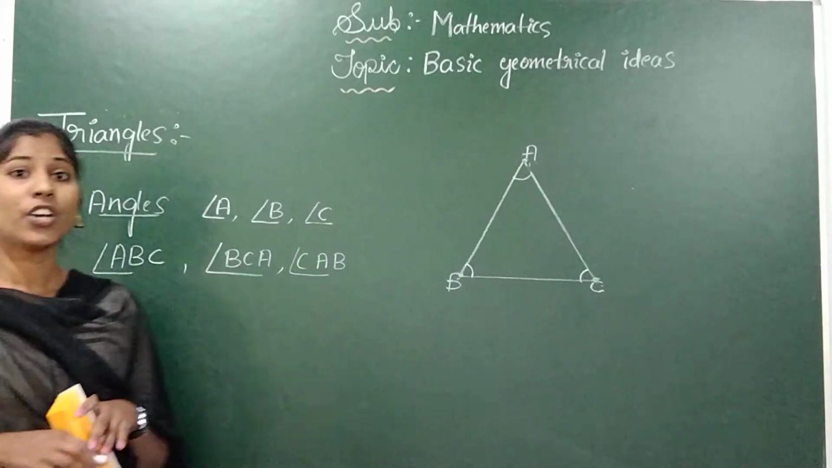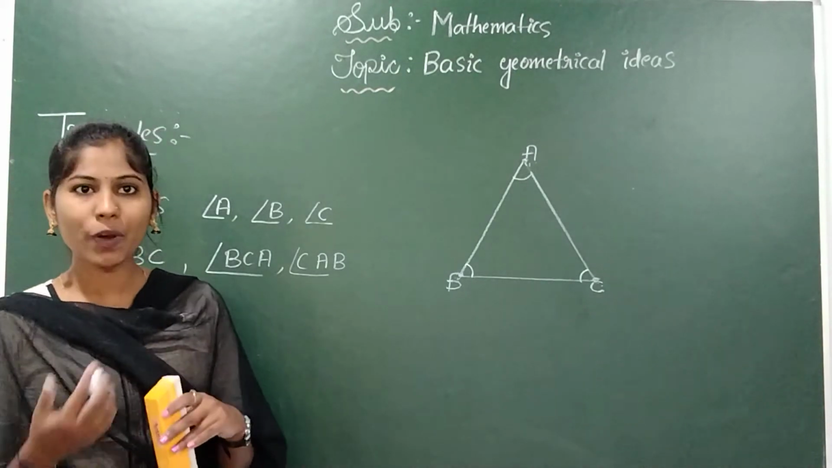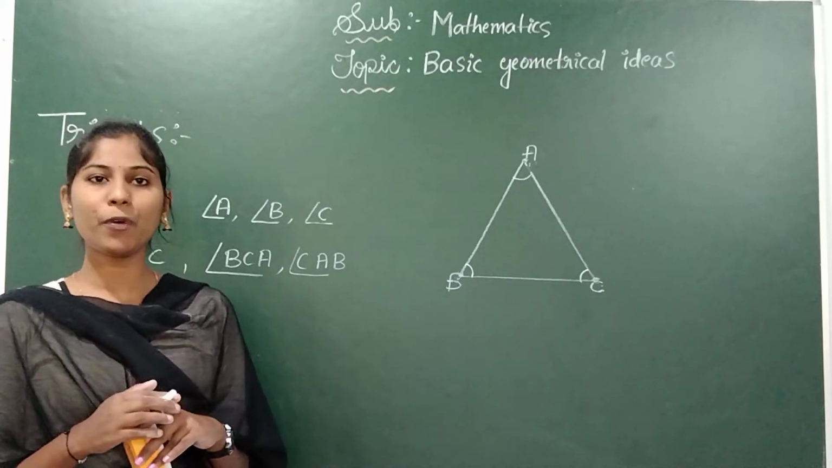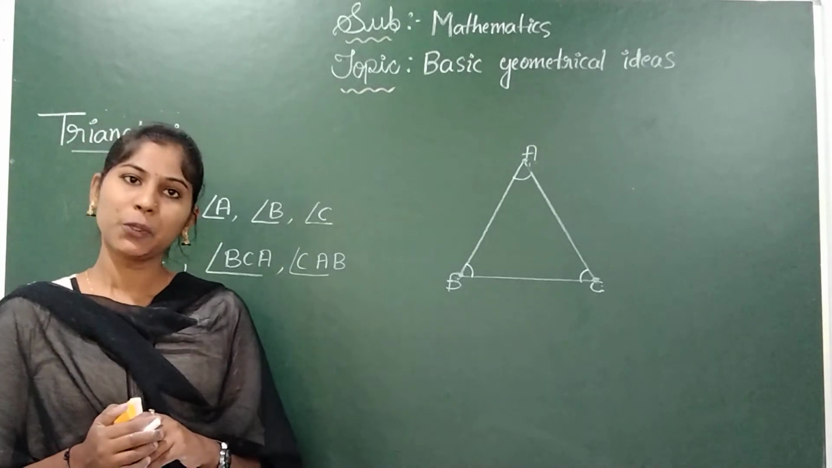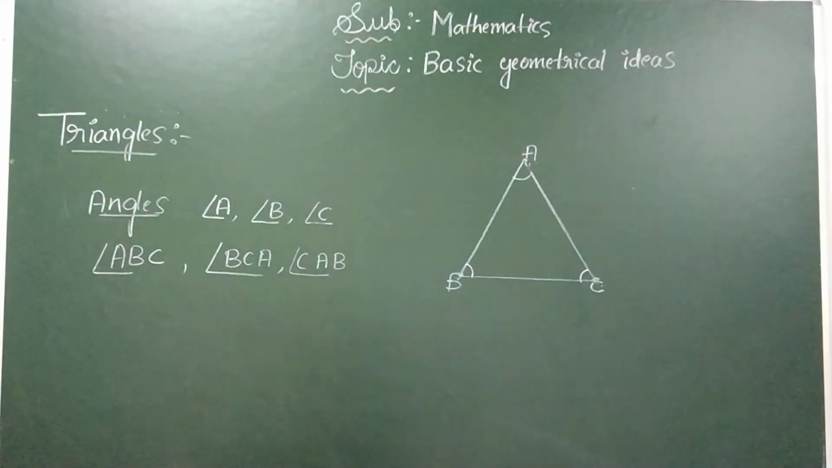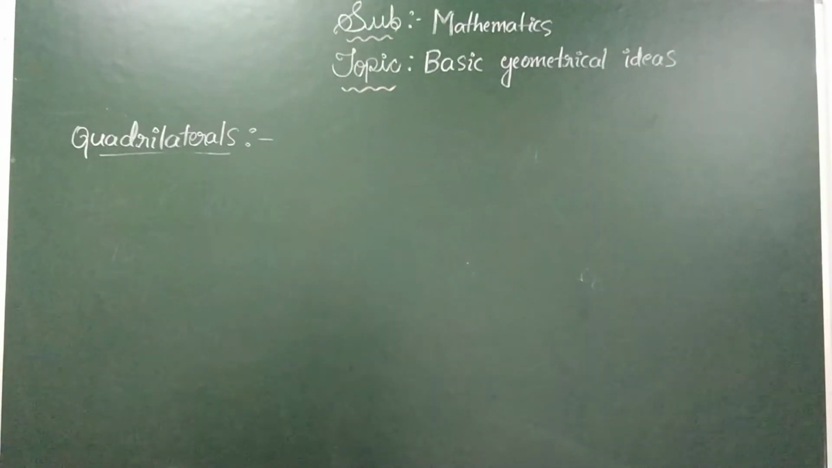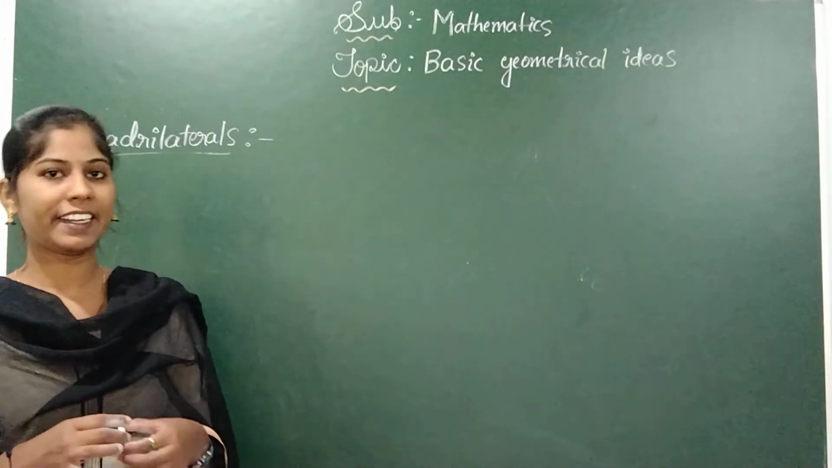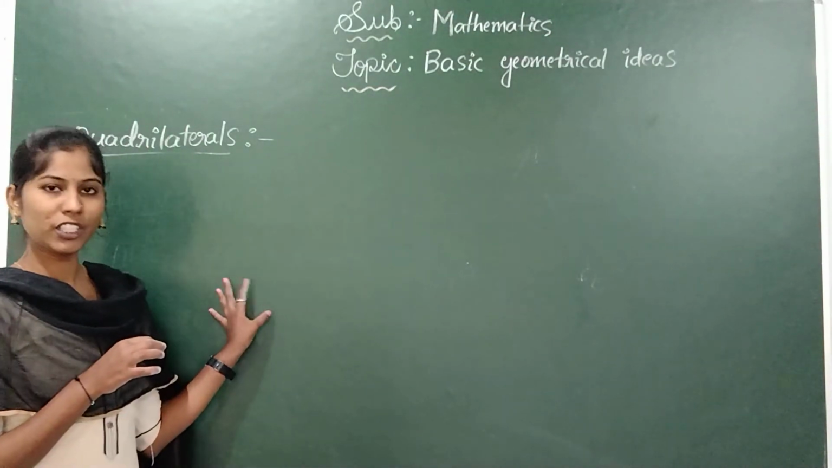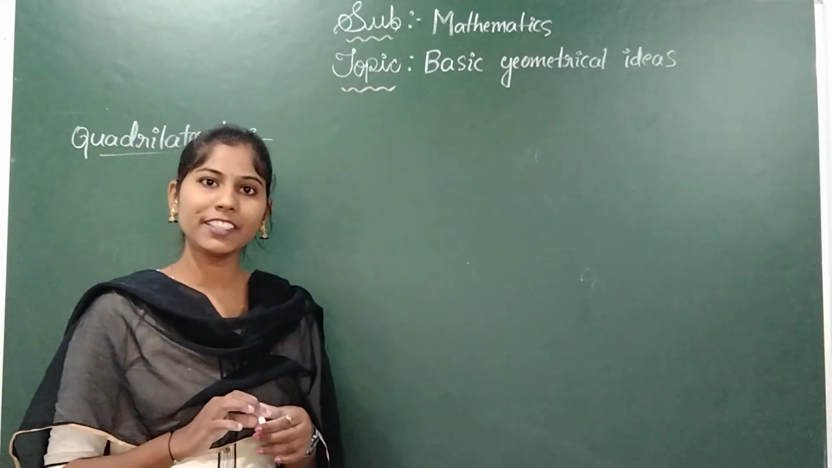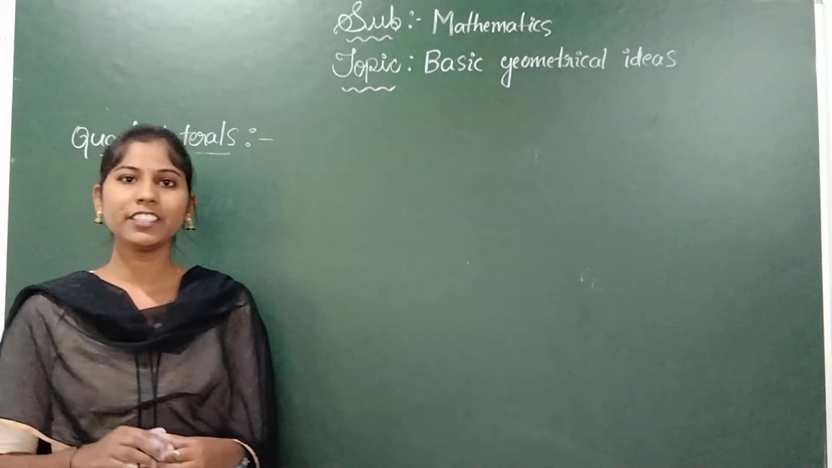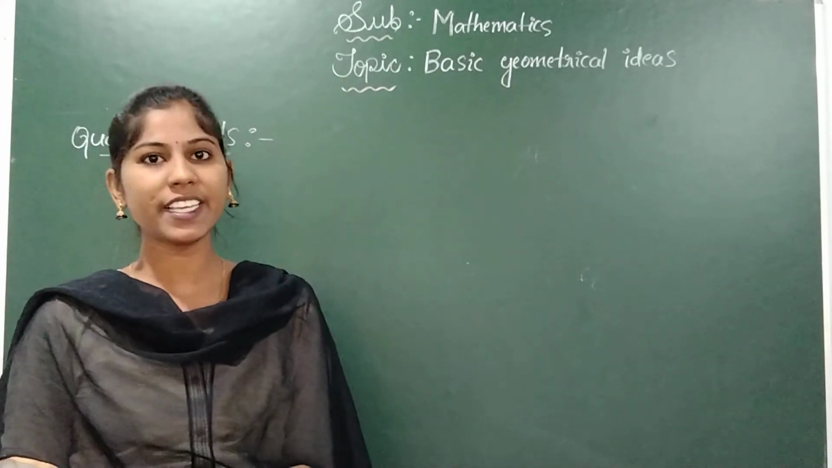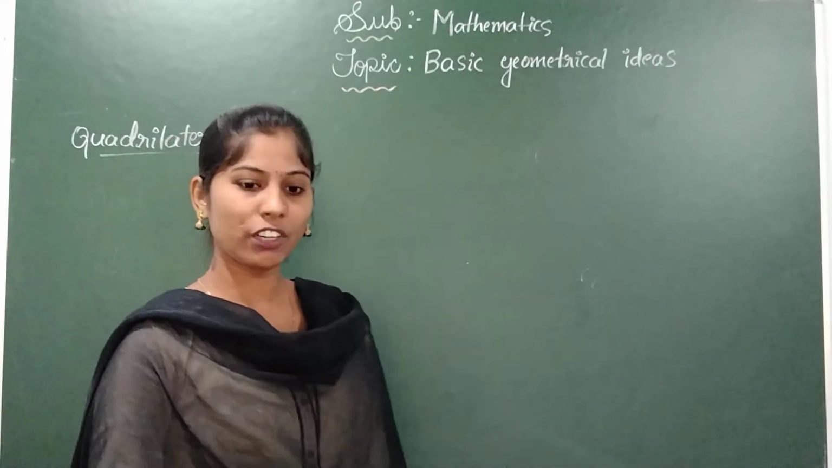The next one is another type of polygon, that is the quadrilateral. You can learn about the quadrilateral also. So this is one kind of polygon. It is made by four line segments, and it is also a closed figure made by four line segments, that is called a quadrilateral, and it is one kind of polygon.